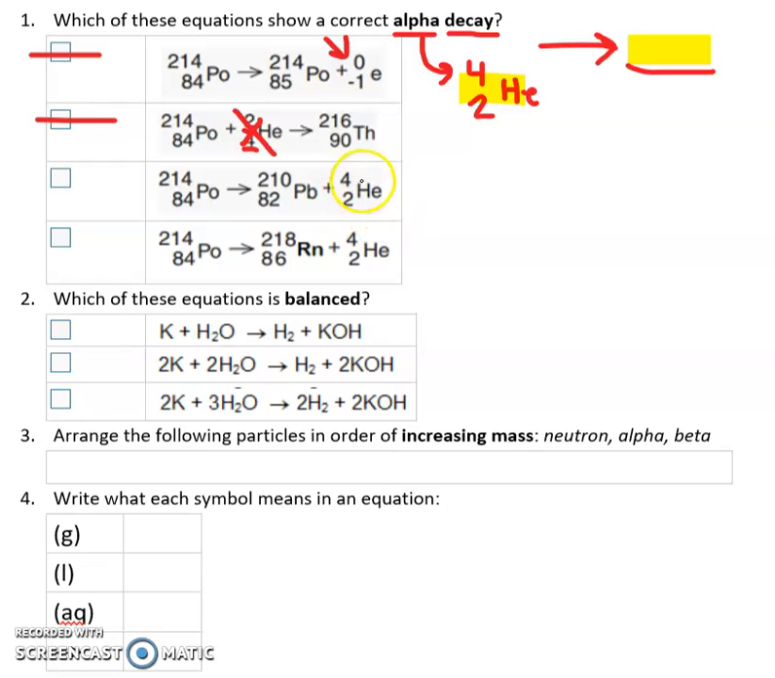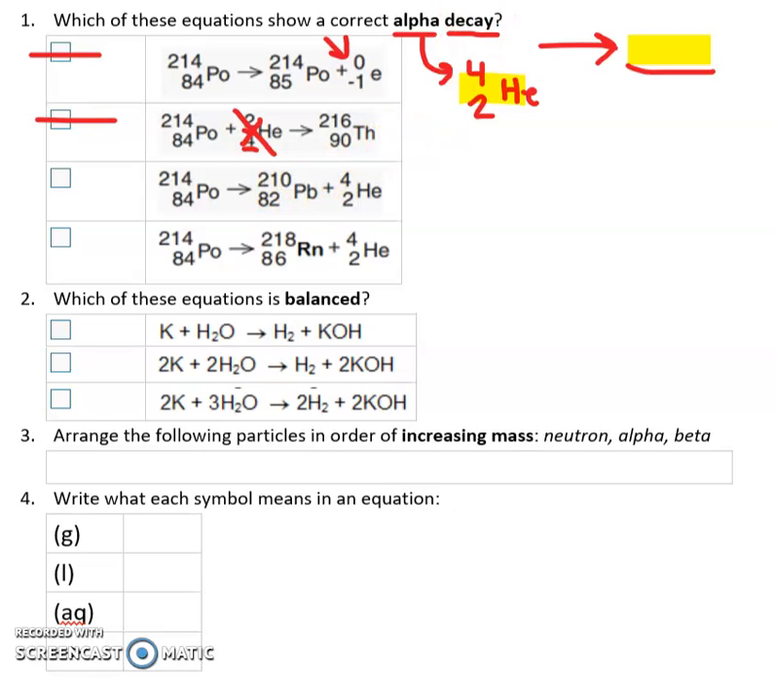Let's look at C. We have 4, 2 helium. That's an alpha particle, and it is to the right side of my arrow. So that could be a possibility. All right, let me move on to this last one. I have my alpha particle 4, 2 helium. It is to the right side of my arrow, so that is also a possibility. So now we have eliminated our choices to 2 answers, and now we have to go and do the final step.